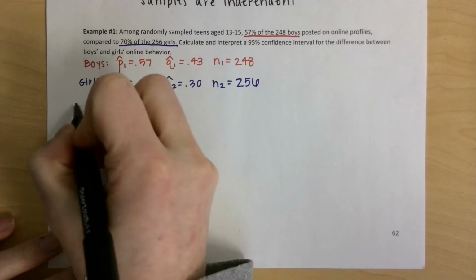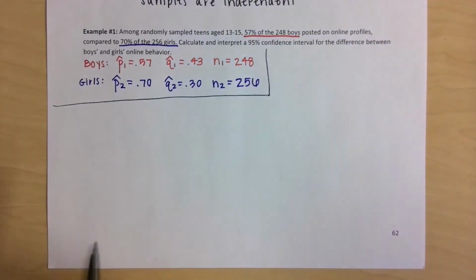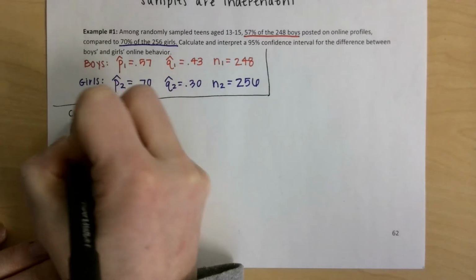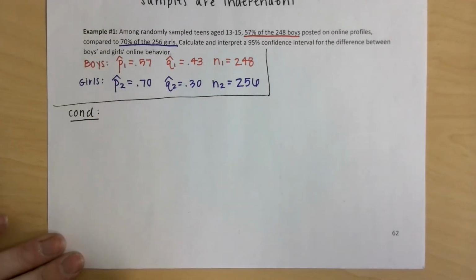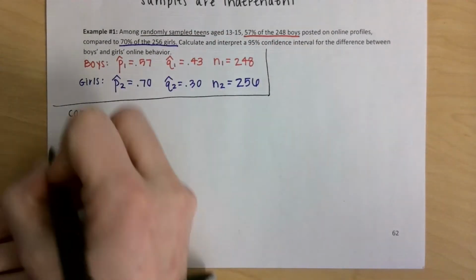I think it's helpful to have those written out before we start actually working with the confidence interval. The next thing I'll do is check my conditions. I need to make sure my conditions are met. The first one is that it's random. It says that these were randomly sampled teenagers.